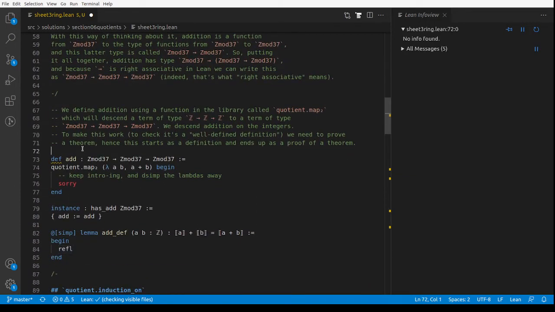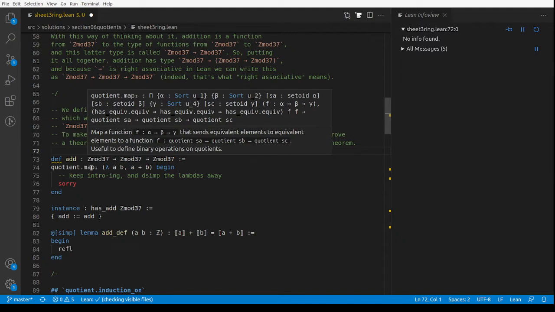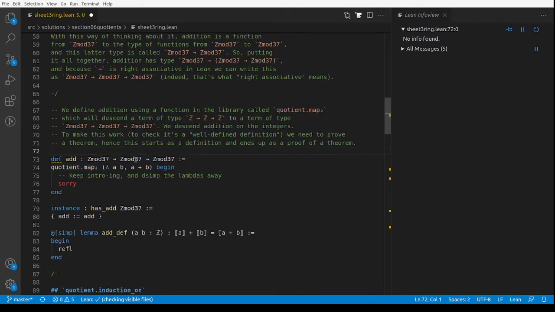And addition, so we need to go back to quotient. Remember I talked in the last sheet about quotient.lift and quotient.map. So I'm going to use quotient.map here because why not? And in fact, I'm going to use not quotient.map, I'm going to use quotient.map2 because addition takes 2 inputs, right? That's what's going on there. So I use quotient.map2, and now this is a function on the integers, sending a and b to a plus b. You can see they're integers. If I put my cursor on that a, I get a little pop-up saying a is an integer.